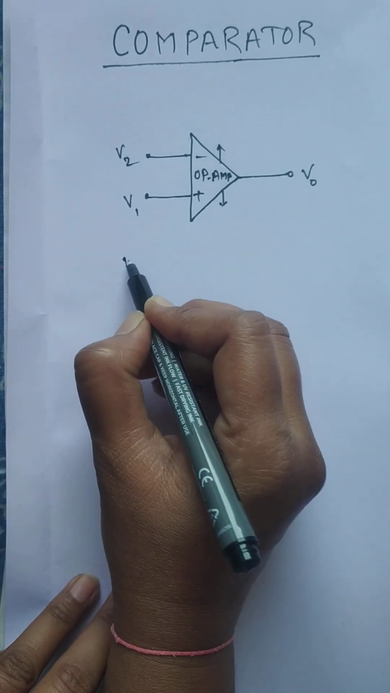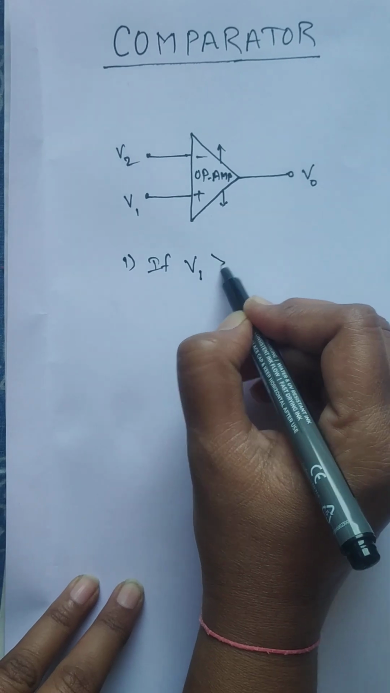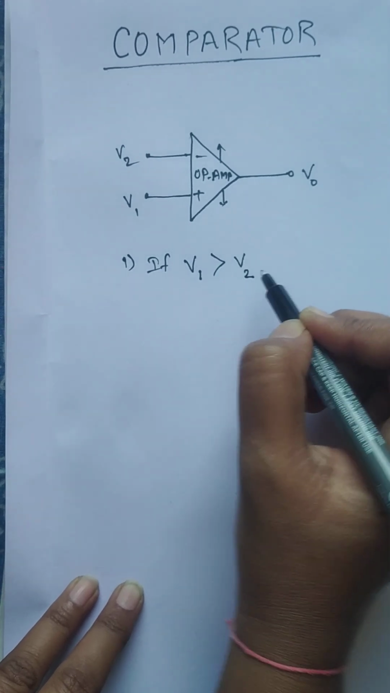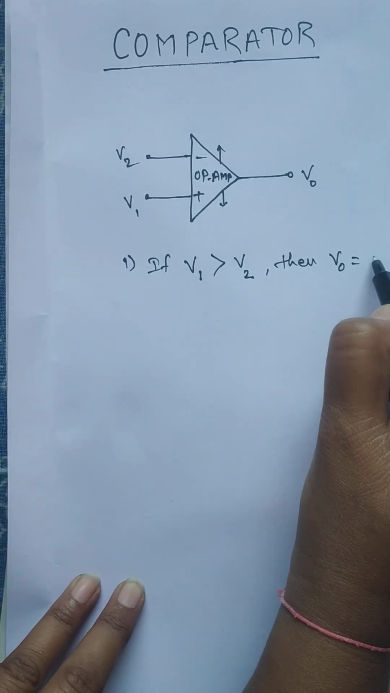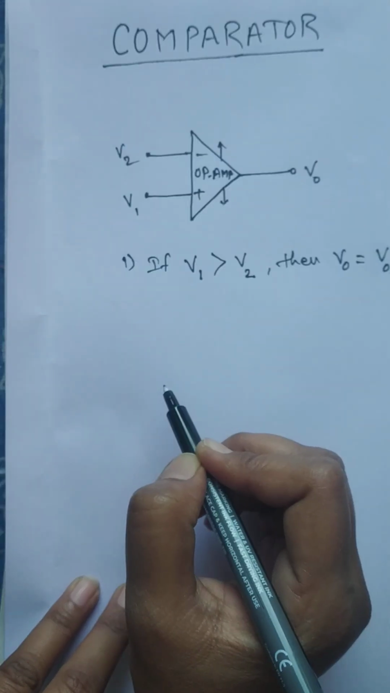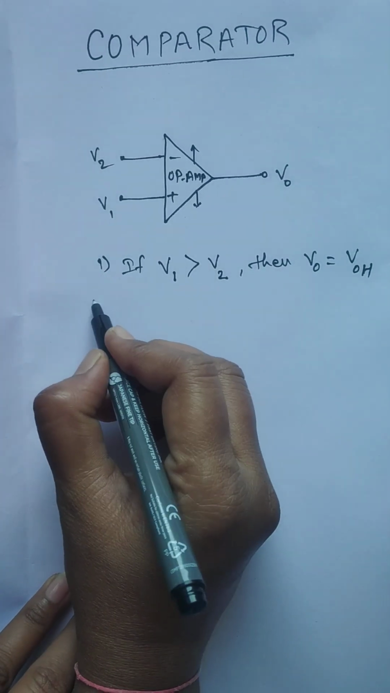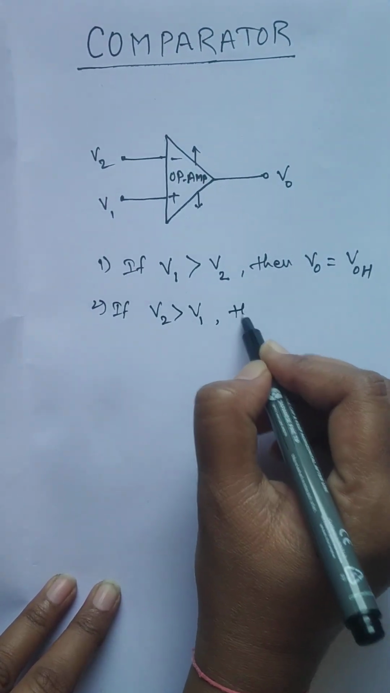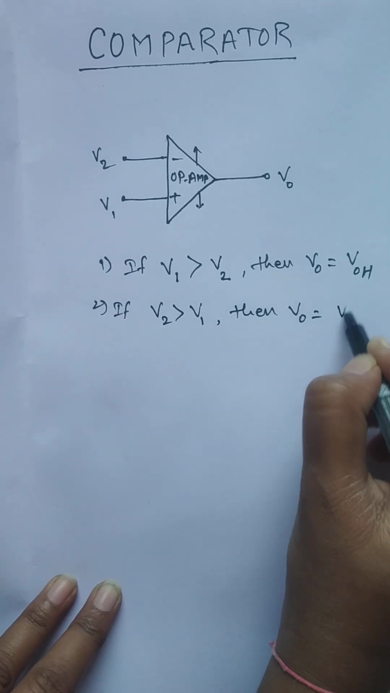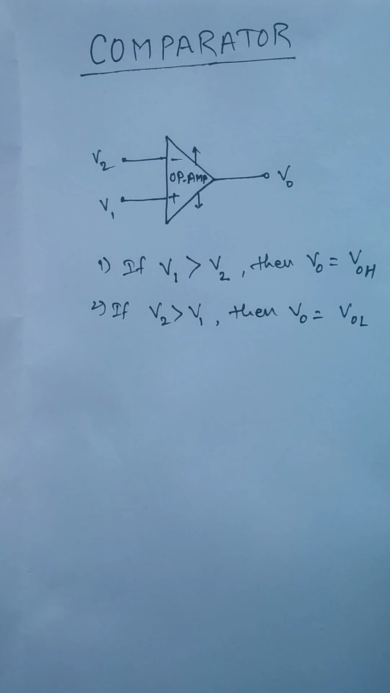So the first point is, if the voltage applied at the non-inverting terminal is greater than the voltage applied at the inverting terminal, then whatever output voltage is produced will be a high output voltage. We can call it VOH. And if V2 is greater than V1, then V output will be low output voltage. That's it. This is the easiest and basic function of the comparator.